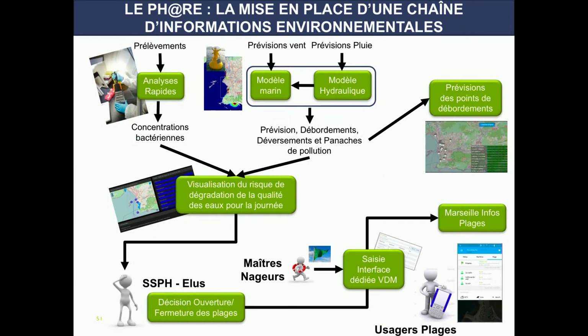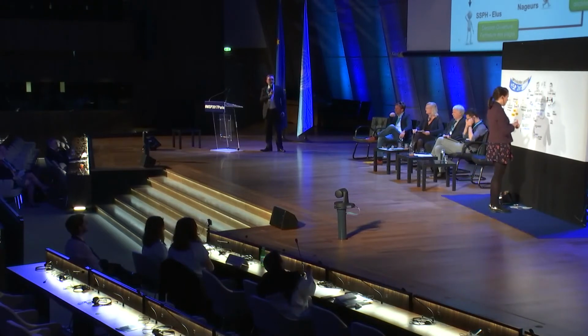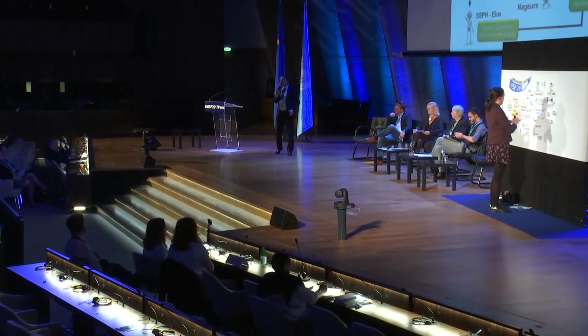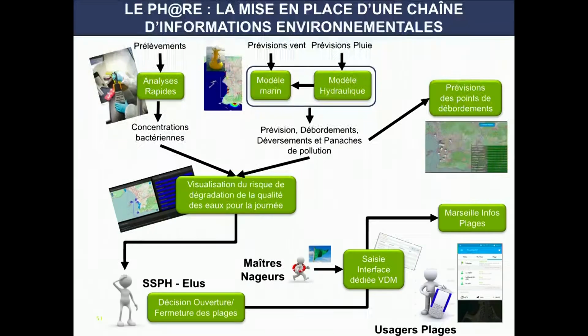Voilà, alors vous avez compris, ou vous avez commencé à comprendre à travers ce petit film, que la solution mise en œuvre à Marseille, c'est finalement, sans être effrayé par l'écran, une véritable chaîne d'information environnementale. Et ce qui est important aujourd'hui dans cet atelier, c'est de dire que cette chaîne d'information est partagée à la fois avec les usagers, avec les citoyens, mais aussi avec les collectivités locales.